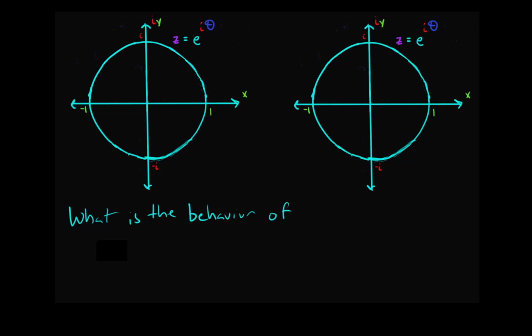But as we know, not all rational numbers are of the form 1 over n. So I want to look at the more general case here of the behavior of the function w equals e to the i times p over n times theta, where p over n is a reduced fraction. In other words, p and n don't have any factors in common. They are co-prime with each other.